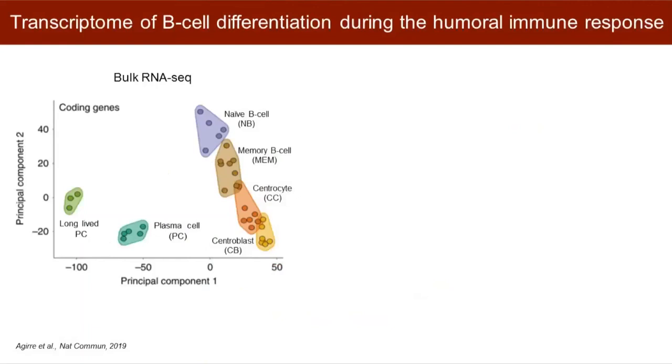Principal component analysis of the transcriptome of mature B cells at different stages of differentiation shows a clear segregation of B cell subsets. The first principal component here distinguished naive B cells, centroblasts, centrocytes, and memory B cells from plasma cells, whereas the second principal component distinguished naive and memory B cells from centroblasts and centrocytes.